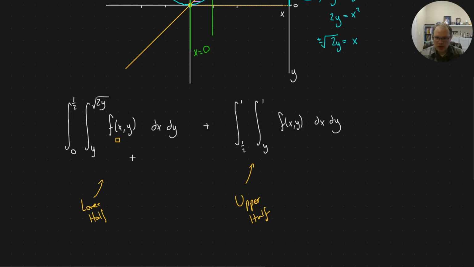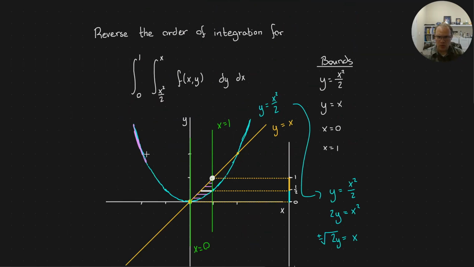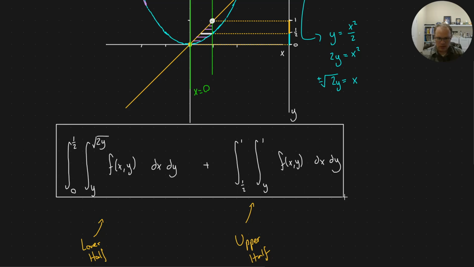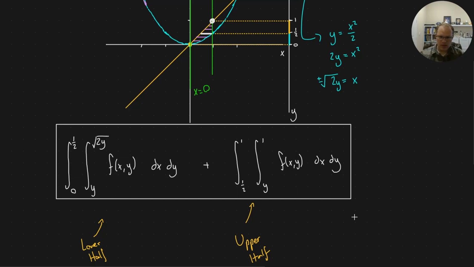Notice we don't actually have a concrete function to work with, right? It just gives us a generic function f of x, y. If we had a concrete function, we might be able to actually integrate. But all this problem was asking us to do was reverse the order of integration. We have done that. We do not need to integrate for this problem. That's our final answer.